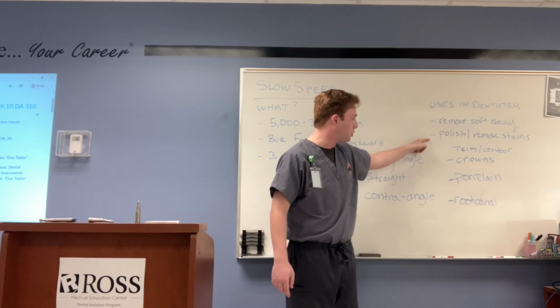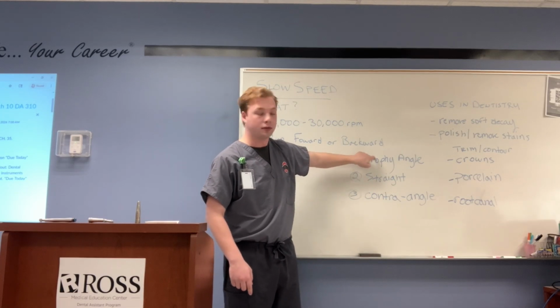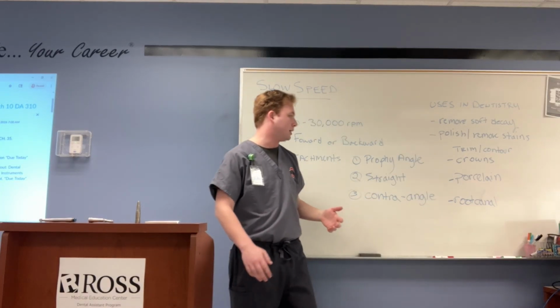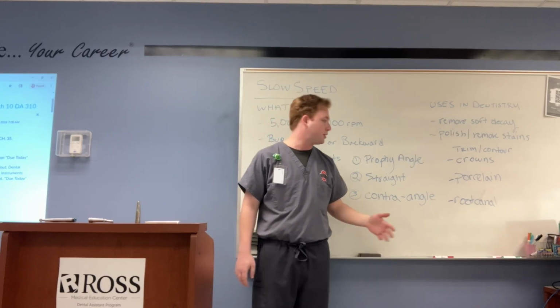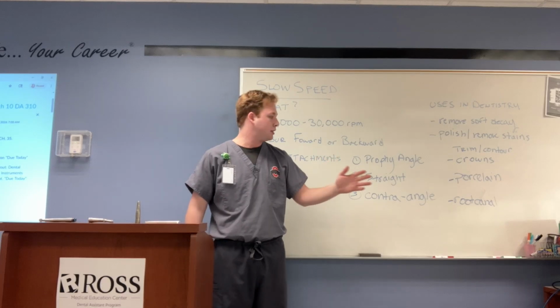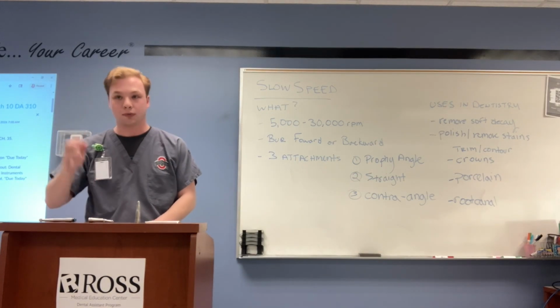to polish or remove stains in the case of coronal polishing. And it's used to trim and contour 3 things mainly: crowns or temporary crowns, porcelain fused to metal crowns or the porcelain around it, and also to clean out root canals. Okay?